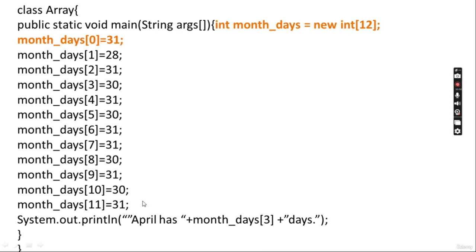So 12 values are assigned here, and the third value, that is the fourth index, is displayed. Month of days has this many days. April has this many days. So these array variables are used to store how many days are present in that particular month.